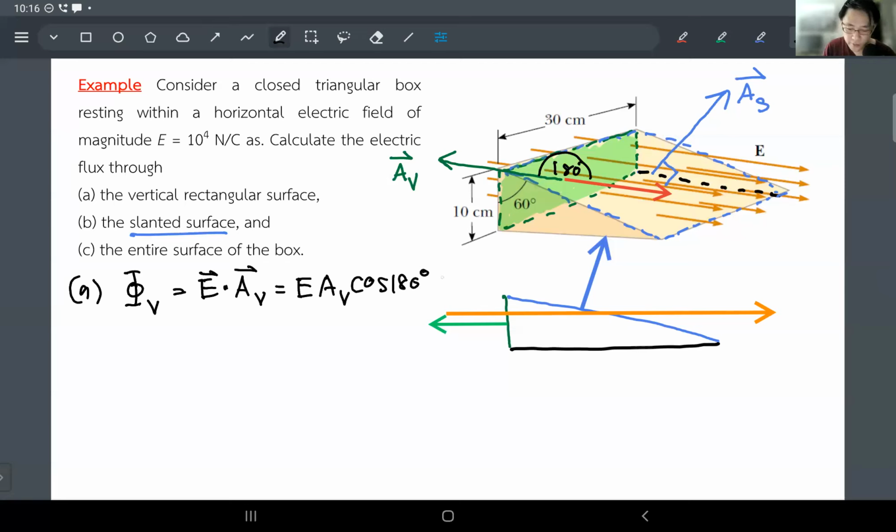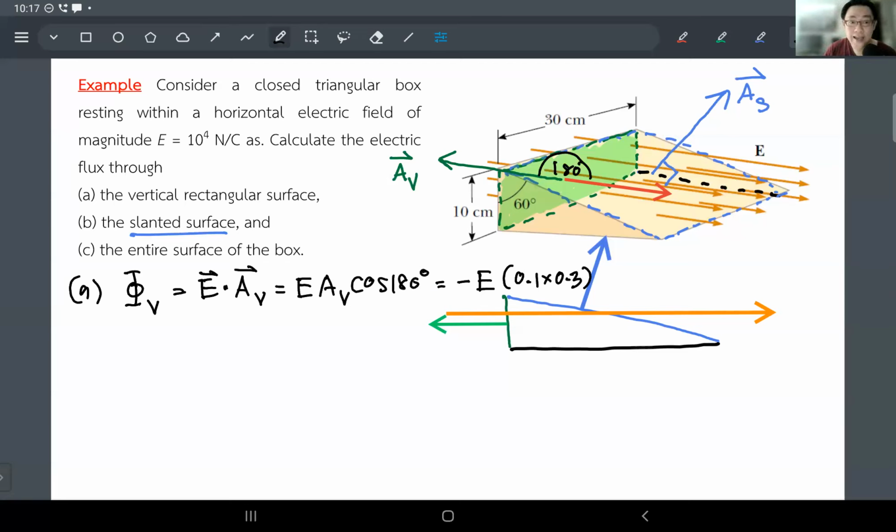Perfect. So what you get over here is negative E times the area of A vertical, which is just the height times the width. So we can just multiply that. It's going to be 0.1 times 0.3, and you are done. Cool? Negative flux. You can substitute electric field magnitude in there, which is 10 to the fourth. That's fine. So that's the easy one.